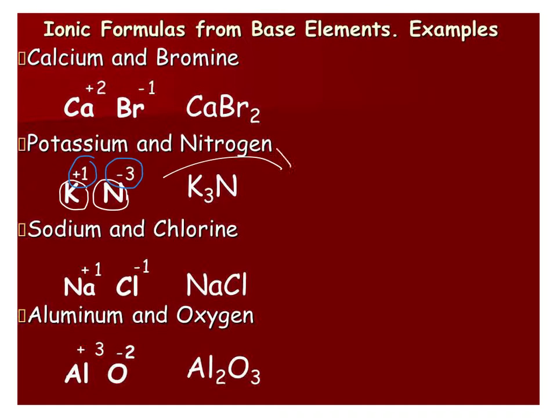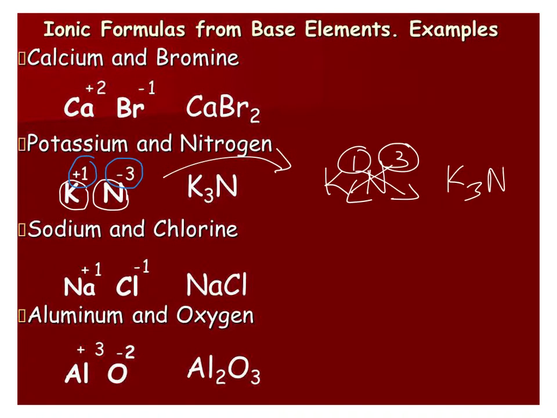So again, we're going to do the thing over here. So we're going to have potassium, and we're going to put the 1, and then we're going to put N, we're going to put the 3, we're going to do the crisscross, so we get K3, N1. Again, we don't write the 1, so it becomes K3N.